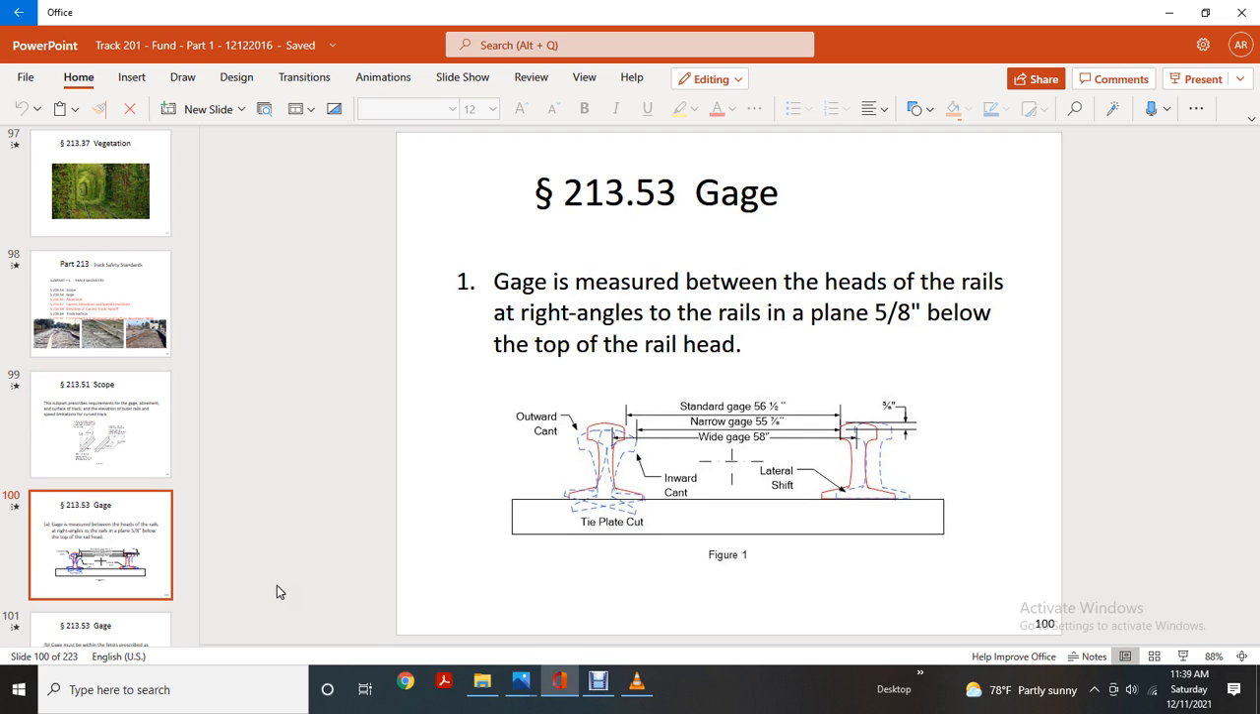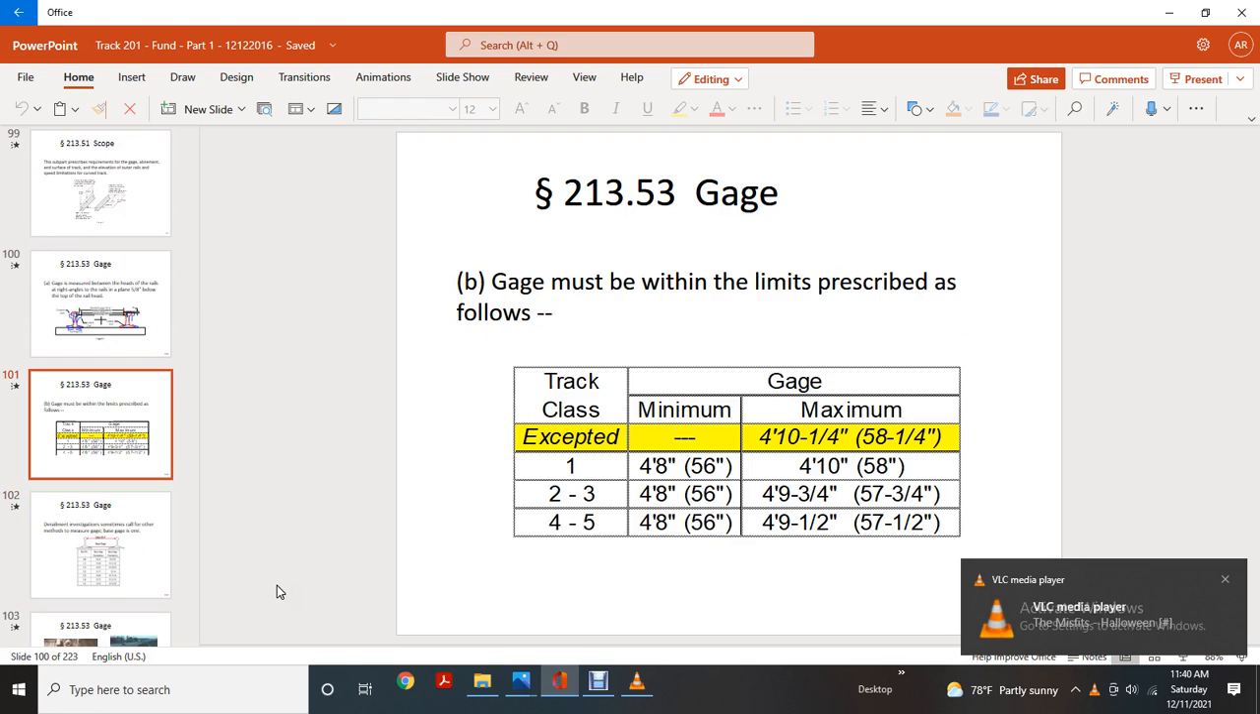Gauge is measured between the heads of the rails at right angles to the rails, in a plane 5/8 of an inch below the top of the rail head. Standard gauge is 56.5 inches, narrow gauge is 55 and 7/8 inches, wide gauge is 58 and 5/8 inches. Lateral shift: inward cant and outward cant, tie plate cut.